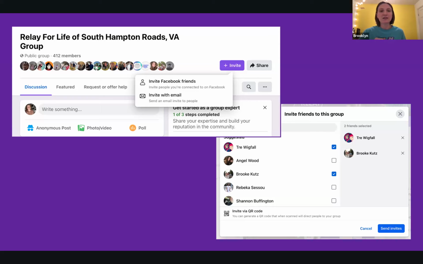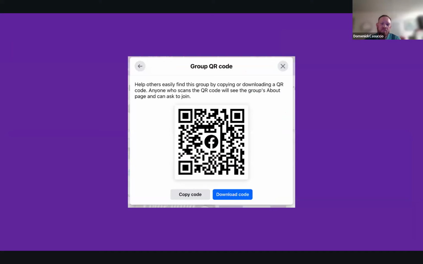And next slide, please. And then Dom already mentioned this. I also just found this out when I was scrolling through my Facebook page. I didn't know that there was already a QR code for me. So when you go to that same invite button, there's a place that you could find your group QR code that Facebook automatically generates for you.